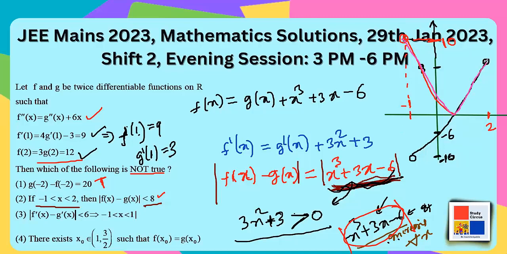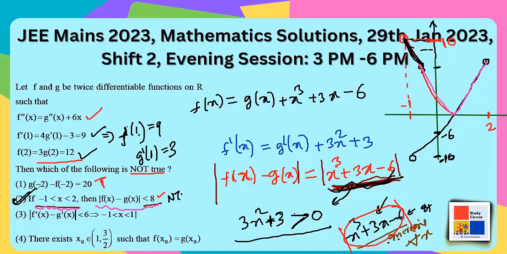This and this, right? Now, the question is saying that modulus of fx minus gx is less than 8 for all the values of -1 to 2. That is not true, of course. We can see that this value here was -10. So if you take the modulus, this value will be 8, 9, like that. So all these values are greater than 8. So this is obviously not true. This will be the answer for our question, right?